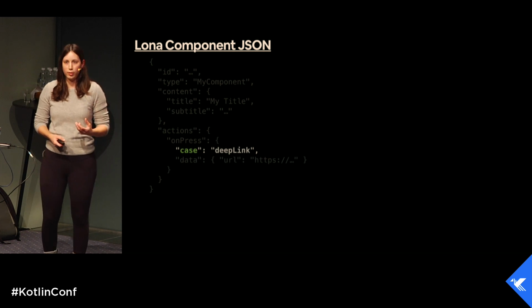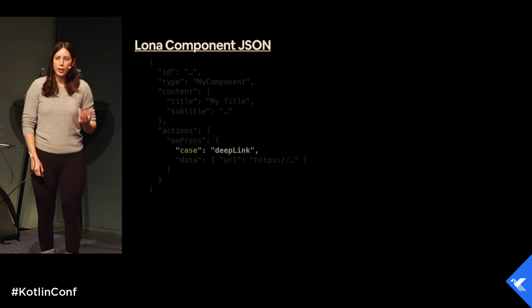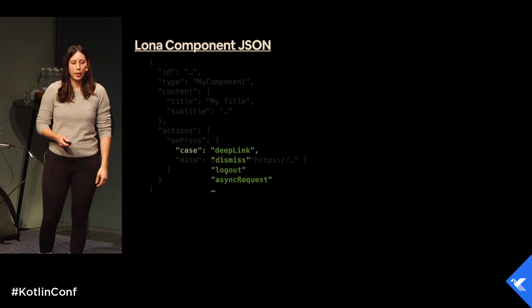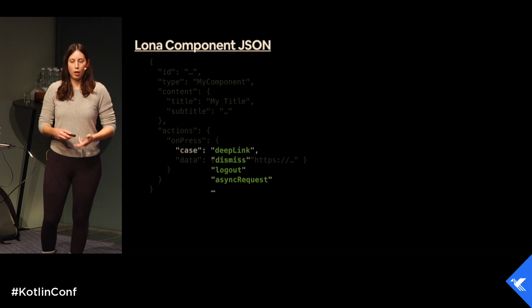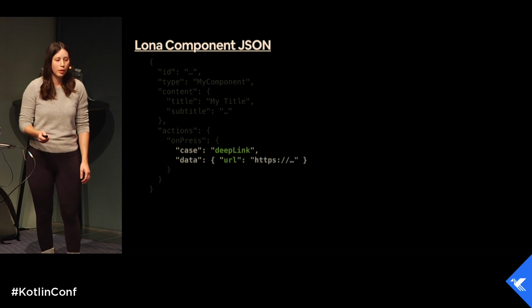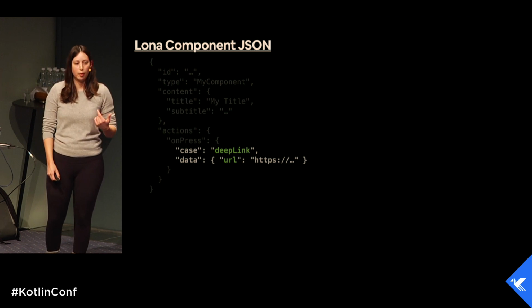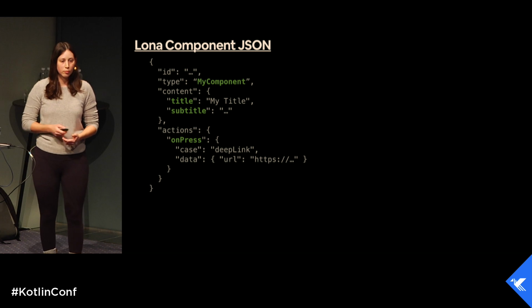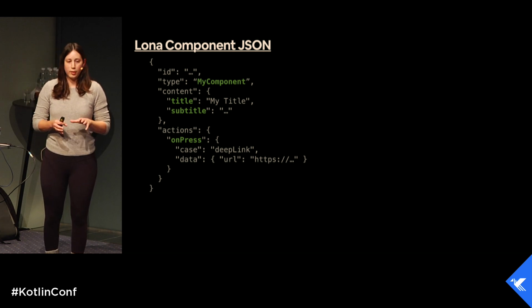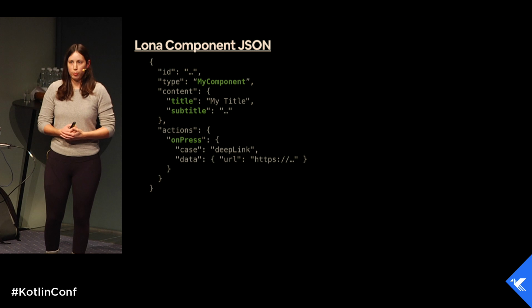We have the case, which is also sort of like a type. In this case, we're going to specify a deep link, but you can imagine there might be many options for this. So in our system, we could have dismiss, logout, or an async request. And then because we chose a deep link, we also need to send up a URL as some data to accompany this so that the app knows where to route when we tap on this row. So this is a very basic specification of how we specify a component in our Lona system internally.